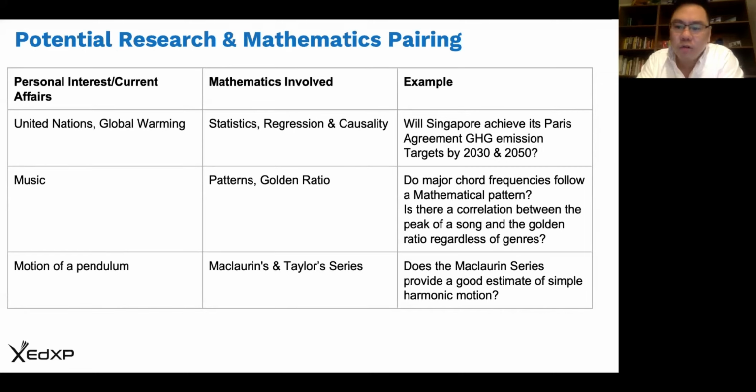The second one is more recommended for SL, because the difficulty of the math is about there. If you're interested in physics, the motion of a pendulum, you can investigate whether the Maclaurin series and Taylor series are a good approximation to simple harmonic motion, for example. So there's more science and physics.